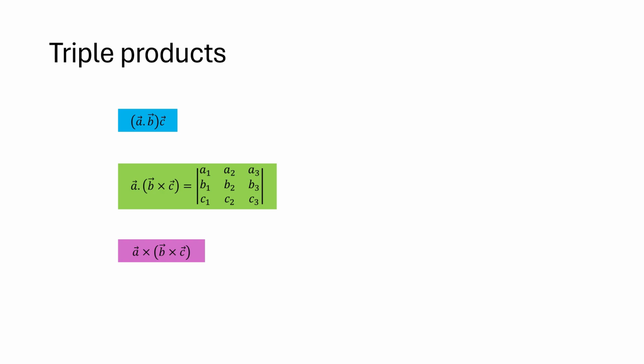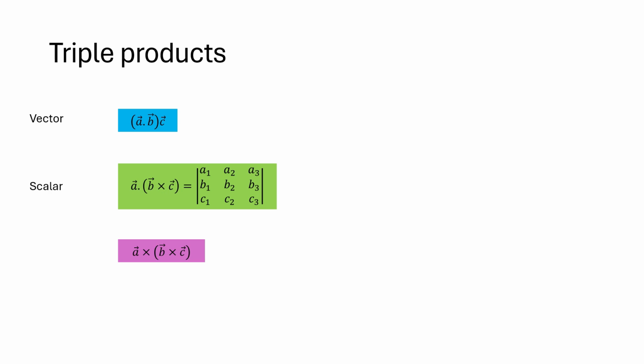Now let's see how we can compute triple products like these. In the first expression, we see that the dot product will produce a scalar value, but then we will multiply a scalar with a vector and the output will be a vector. In the second expression, the cross product will result in a vector, and then the dot product of two vectors is a scalar, so the output of this expression is a scalar value.